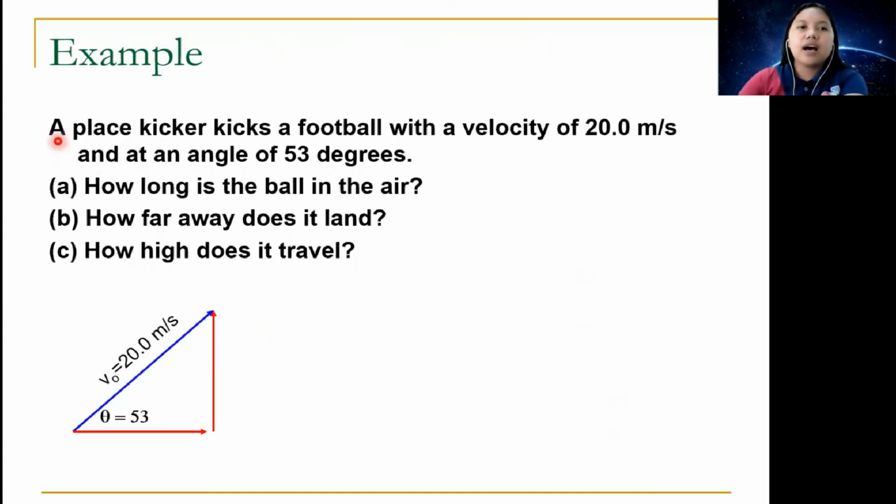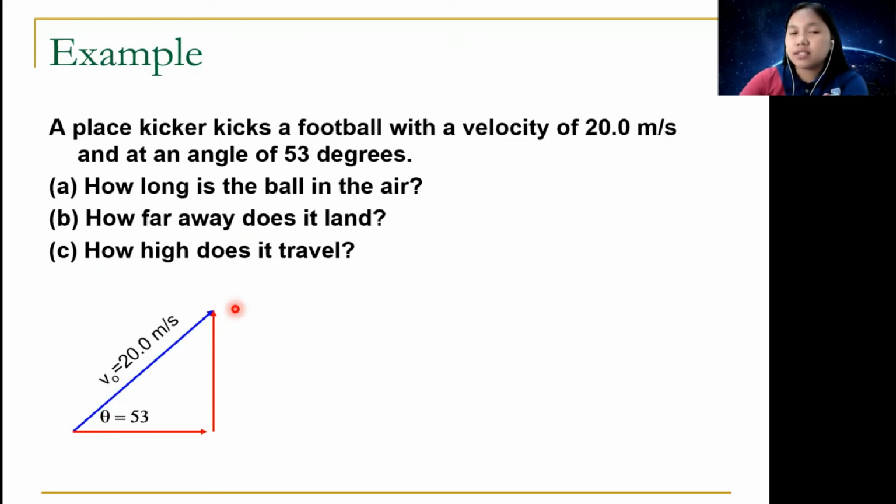Alright, let's apply. A kicker kicks a football with a velocity of 20 meters per second and an angle of 53 degrees. Three questions: how long is the ball in the air? How far away does it land? How high does it travel? Alright, so the initial velocity is 20 meters per second.